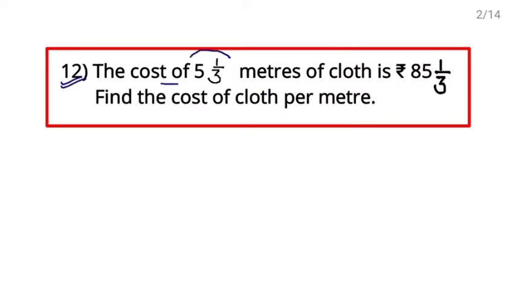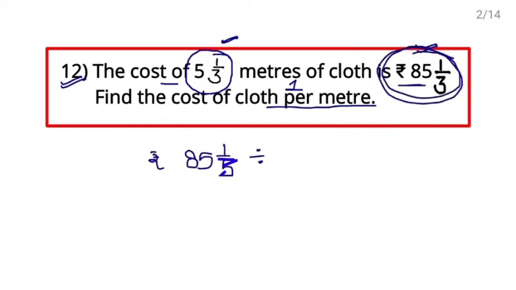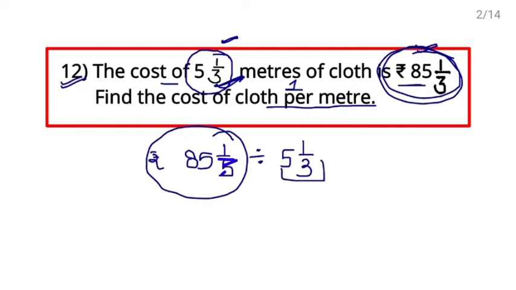The cost of 5 whole 1/3 meters of cloth is 85 whole 1/3 rupees. They are asking for the cost per meter. Per meter means 1 meter का cost पूछा है तो आप क्या करेंगे? To find the cost of 1 meter, you will divide the total cost by the total cloth, which is 5 whole 1/3. Total price को total cloth से divide कर देंगे, then we will get the price of 1 meter cloth. You will divide it yourself. You know how to divide rational numbers.